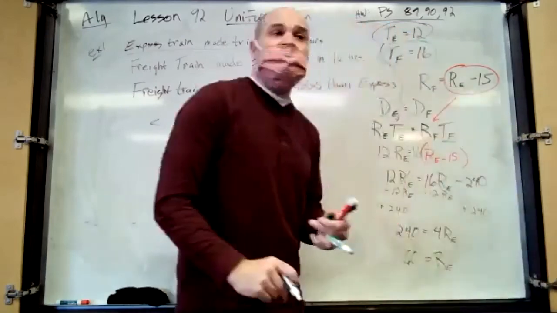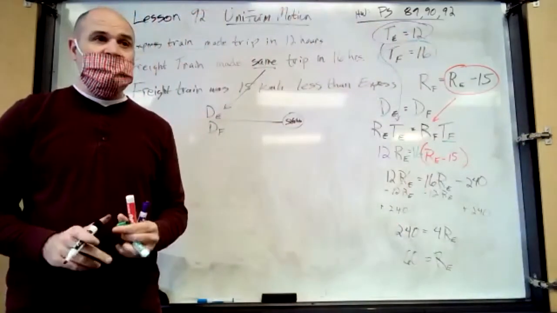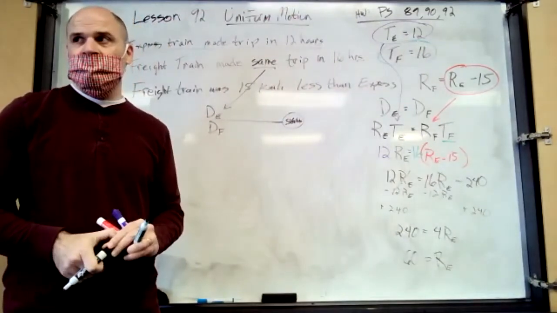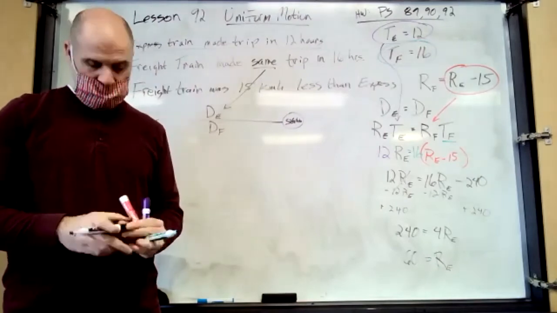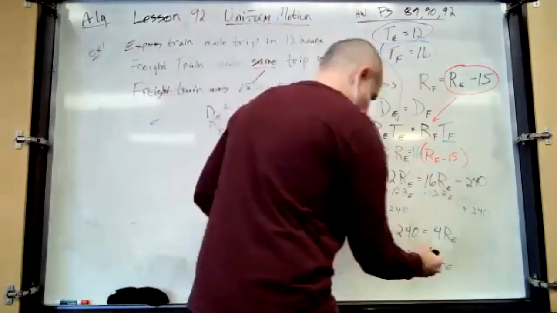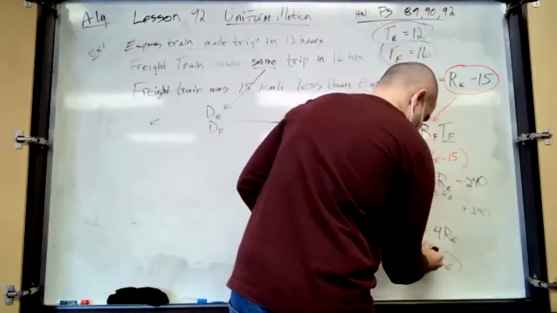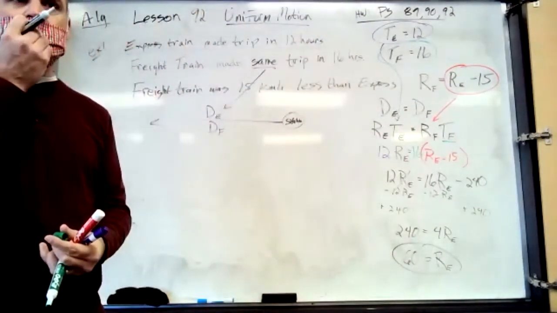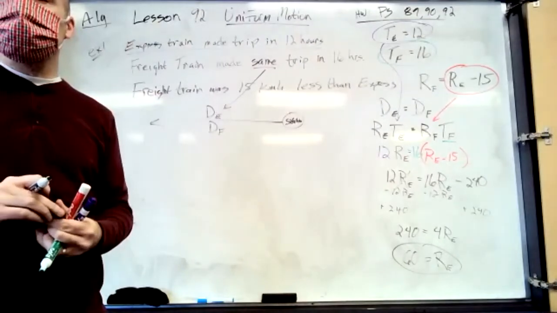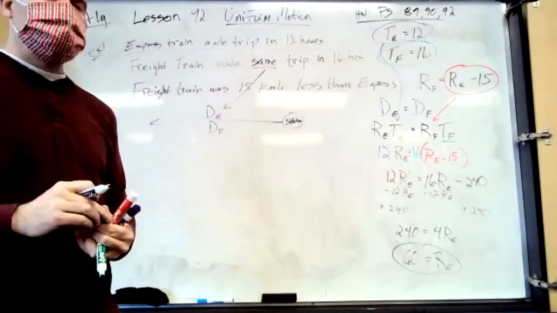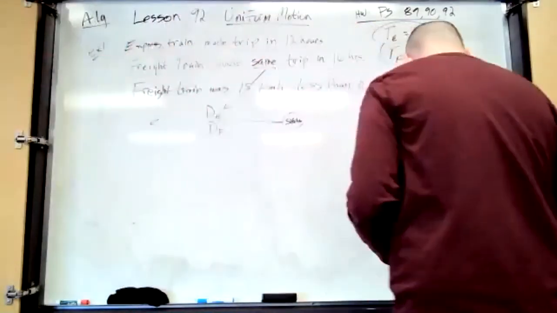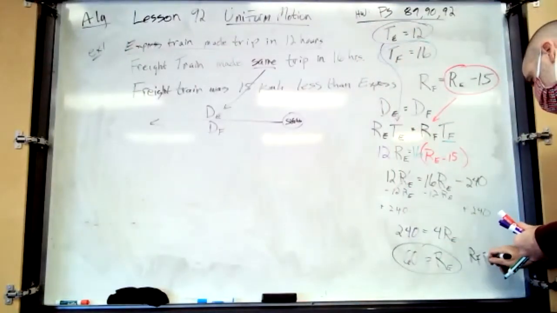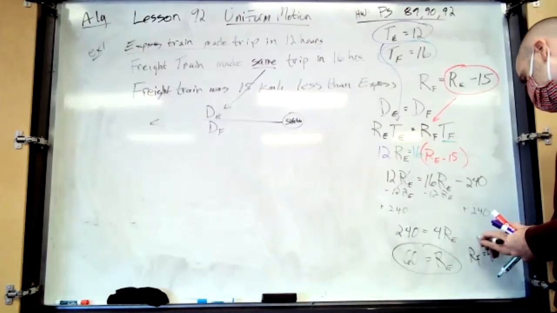So if the rate of the express train is 60, what's the rate of the freight train? That's the express train. What's the freight train? Oh, no, not negative, sorry. It's 60 minus 15. Yep, which is, what is that, 45? So rate of freight train is 45 kilometers an hour.